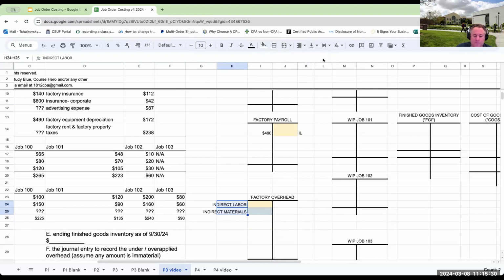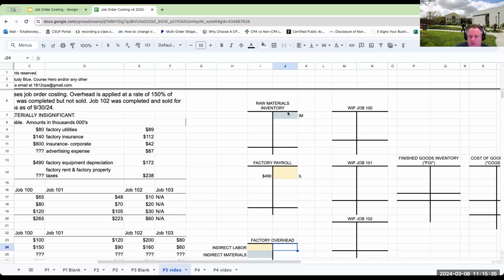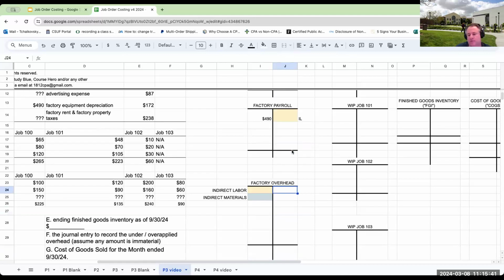Okay. So we've got indirect labor and indirect materials. That's really where these are coming down to. Now, the other big difference when we're dealing with job order costing is that on our factory overhead, I'm going to put my actual factory overhead costs on the left-hand side, and I'm going to be putting my applied factory overhead on the right-hand side.